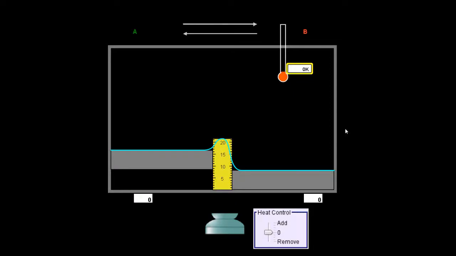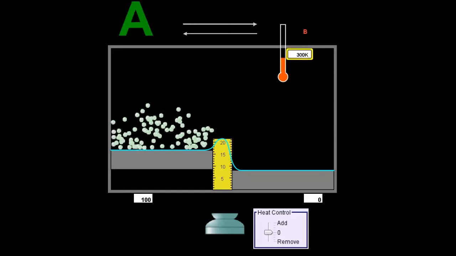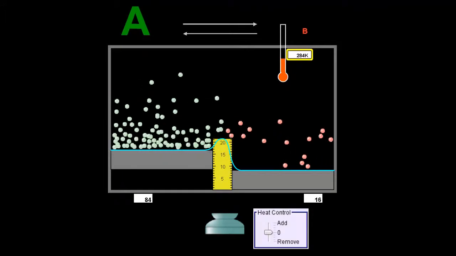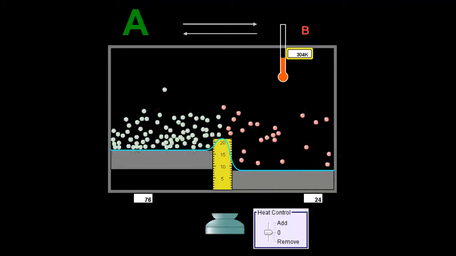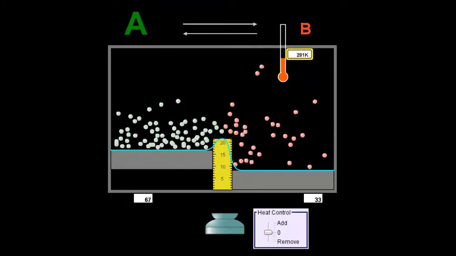I'm still playing with the PhET simulation with the bouncy balls. This is a great simulation because it shows a system at equilibrium. I'm going to put 100 green bouncy balls in my equilibrium system here. Let them bounce around, and you can see that after a while they start bouncing over to the right hand side.